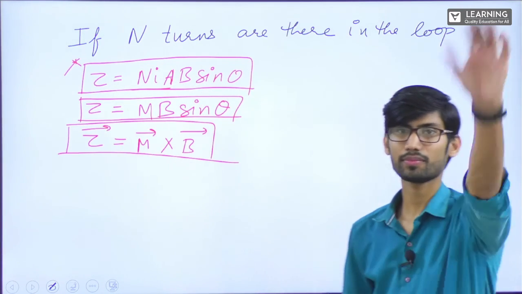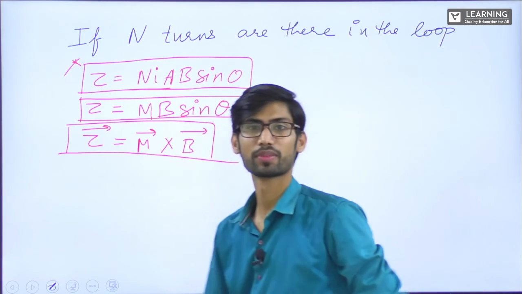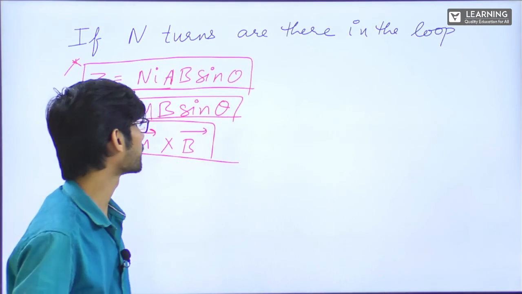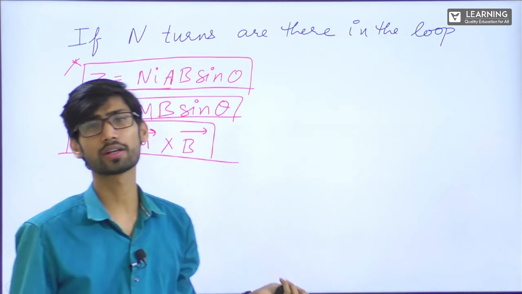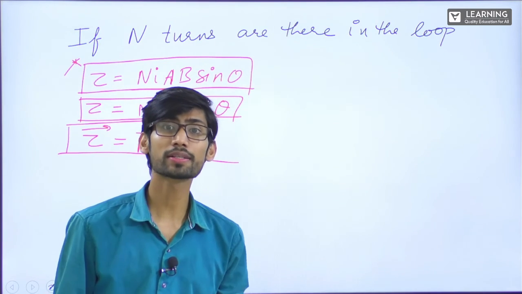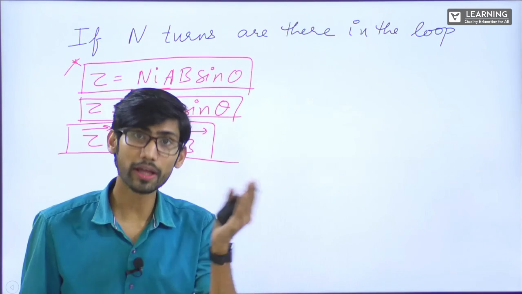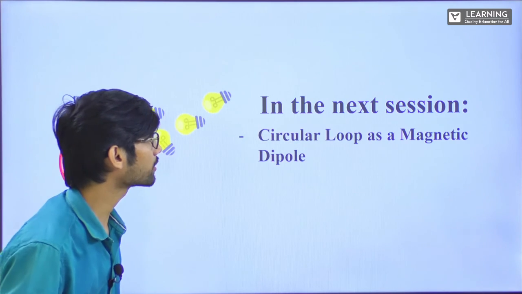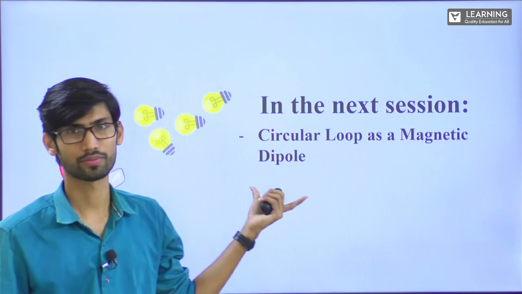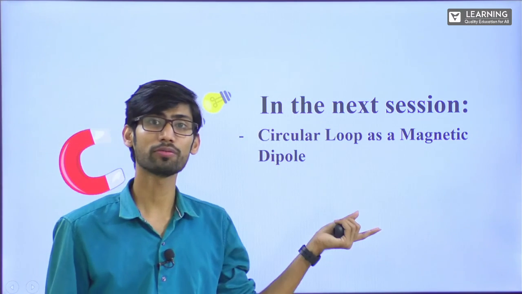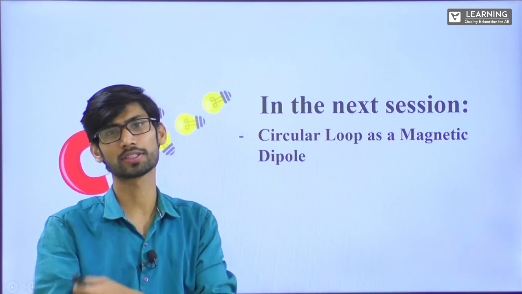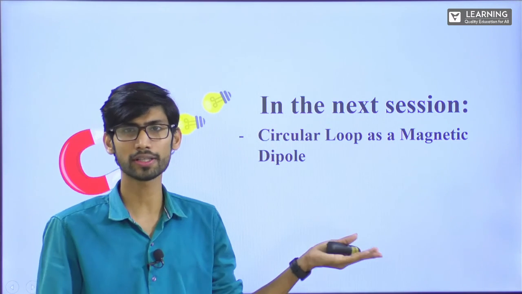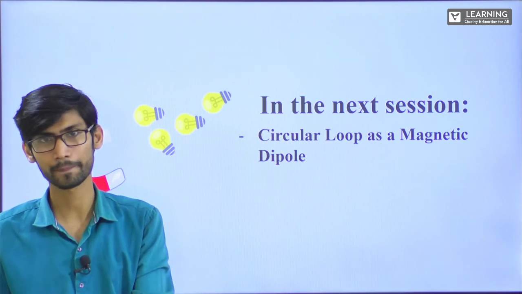Clear? Easy today's lecture was. I hope you understood everything properly. Just revise this lecture again. Try to understand how we got the value of the torque. Try to derive it on your own. All right, in the next session, we'll be doing circular loop as a magnetic dipole. What I told, loop as a dipole, we'll be seeing in detail in the next session. In this session, we only see a glimpse of it. That is M is equal to I into area vector, correct?